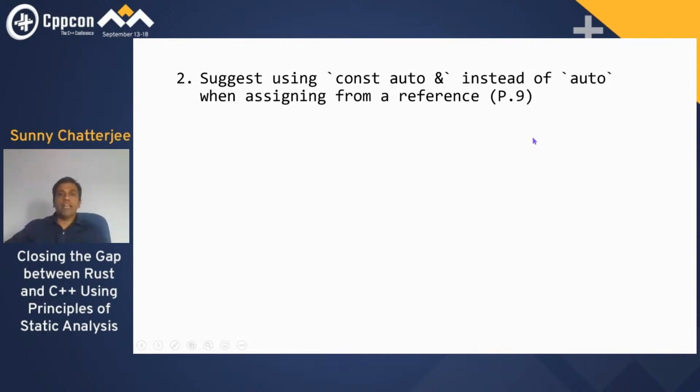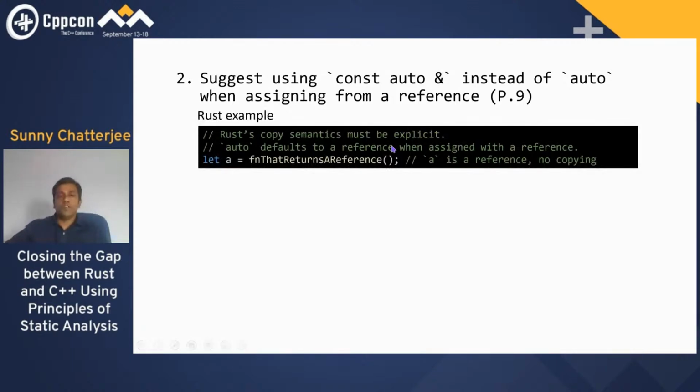So the next tool we looked at was suggesting using const auto reference instead of auto when assigning from a reference. Let's look at an example. So Rust copy semantics are explicit. If you have a function that returns a reference, and you assign that to a variable A, then the type of that variable is a reference, and no copy happens in Rust.